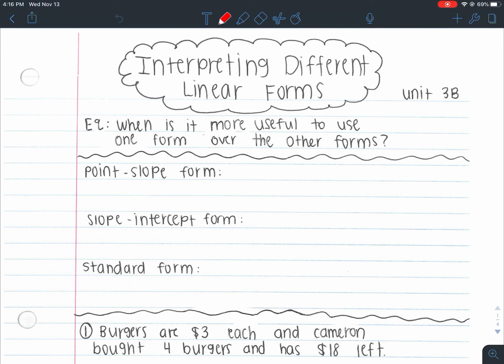We're in Unit 3B. Our essential question is, when is it more useful to use one form over the other forms? I'm going to refer back to this essential question throughout the lesson just because sometimes it is easier to use one form over the other, and sometimes it's more difficult to use one form over the other.